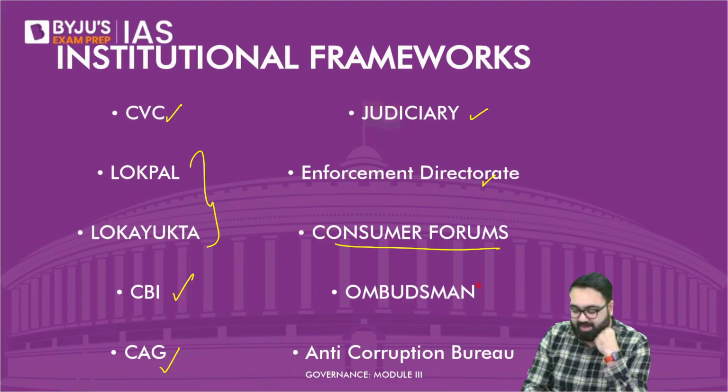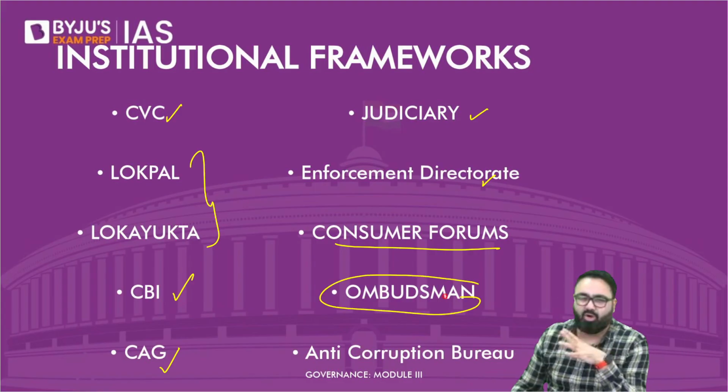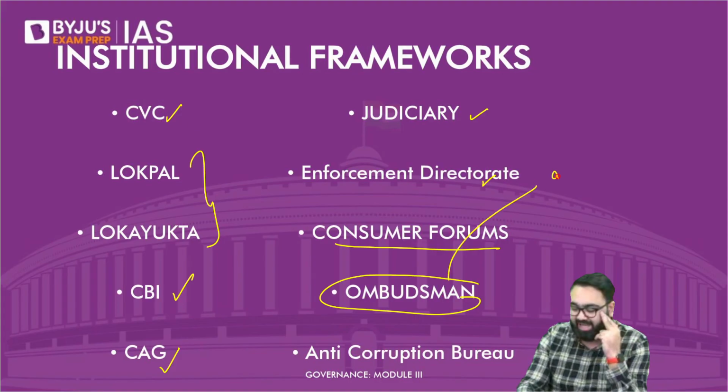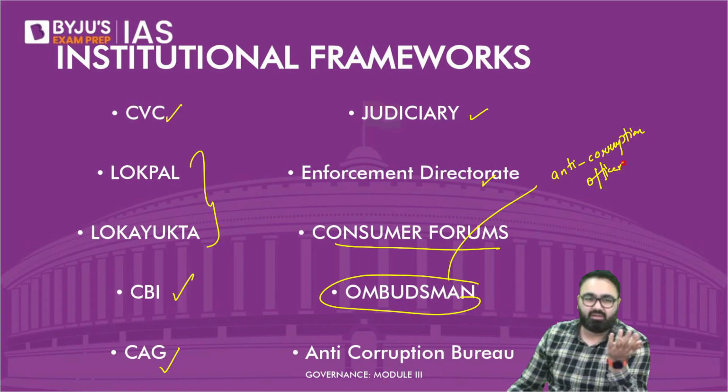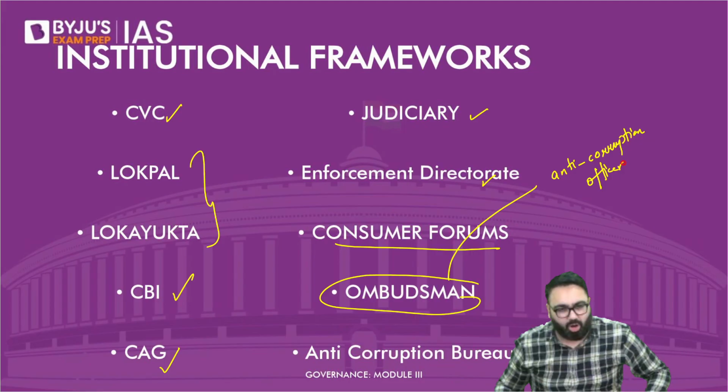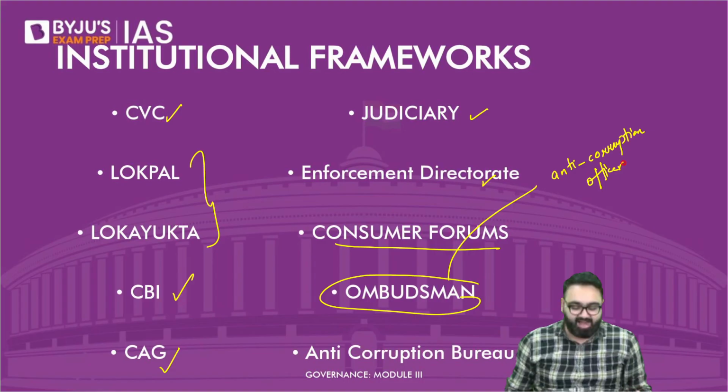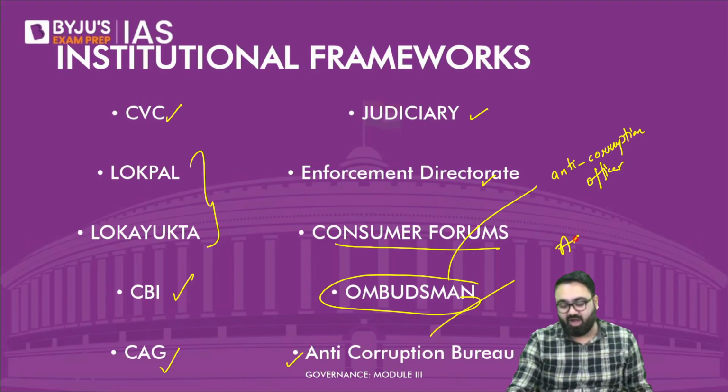Then we have the ombudsman. What is an ombudsman? In India, we don't have a post that is called the ombudsman. Ombudsman is a generic word used for any anti-corruption officer. There is no one single post in India that is called the ombudsman. Lokpal can also be called an ombudsman. RBI has its own ombudsman. In the banking sector, the banks have their own ombudsman. But ombudsman is a generic term used for any anti-corruption officer. Anti-Corruption Bureau, ACB, works at the state level.